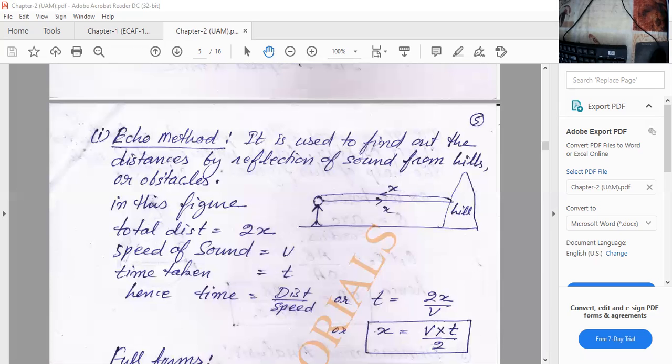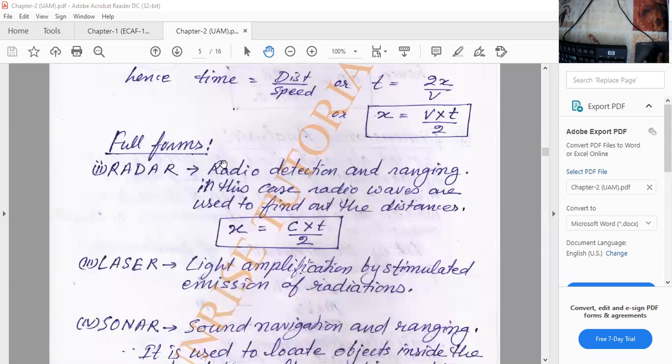When we shout, the sound goes up to the hill and returns back after reflection, so there is a time lapse between them. So the echo method is a reflection method for measuring the distance of an object. Now, the radar method, laser method, and sonar method are also reflection methods.